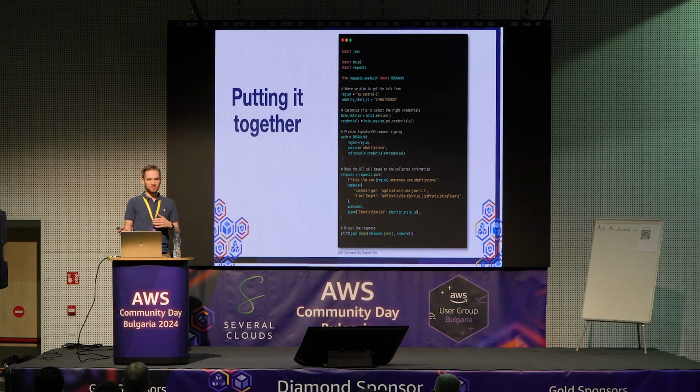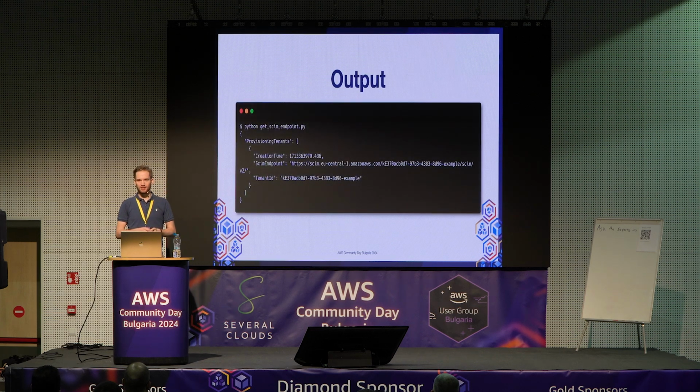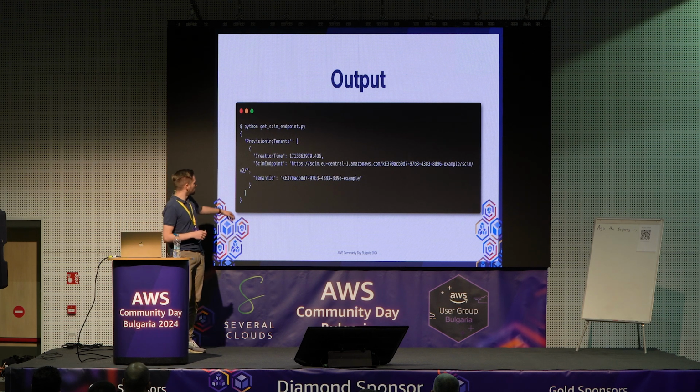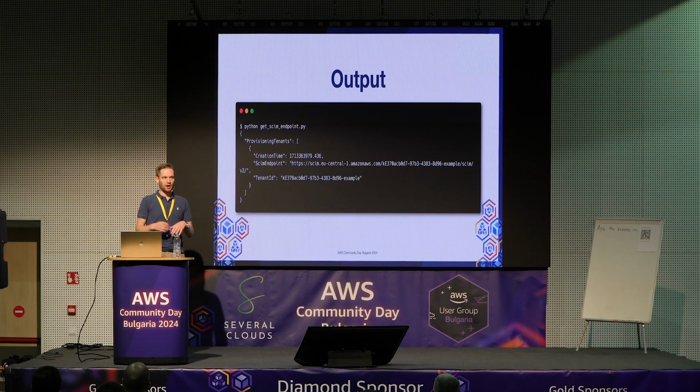We can now include this into our logic if we want. And if we run this, we can see that the output is basically what we expected from the API response from the browser. And in this case, we have our tenant ID down here, and I can easily use that in my scripts. So this is how you can use these APIs. The question is, should you?